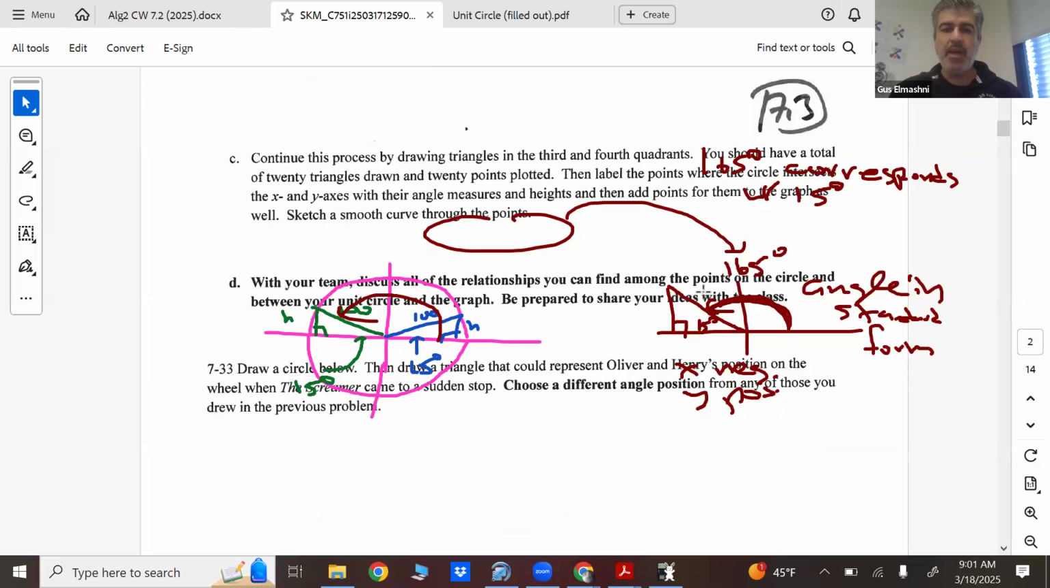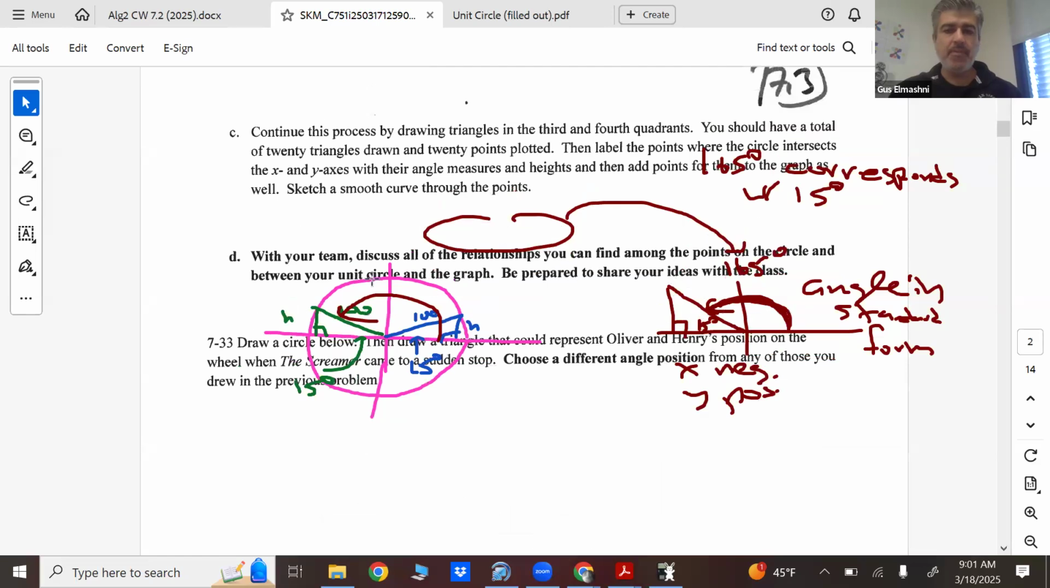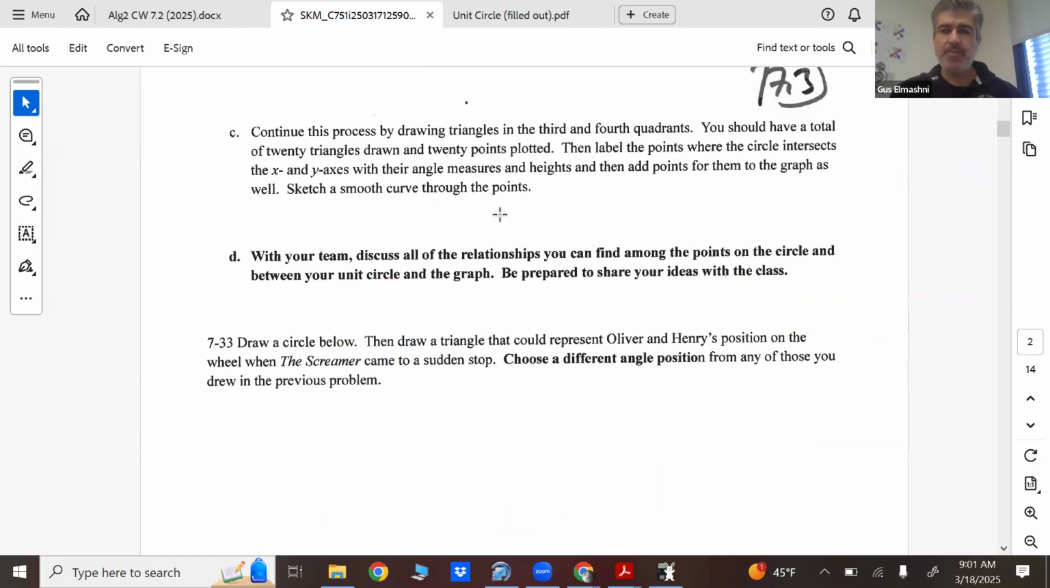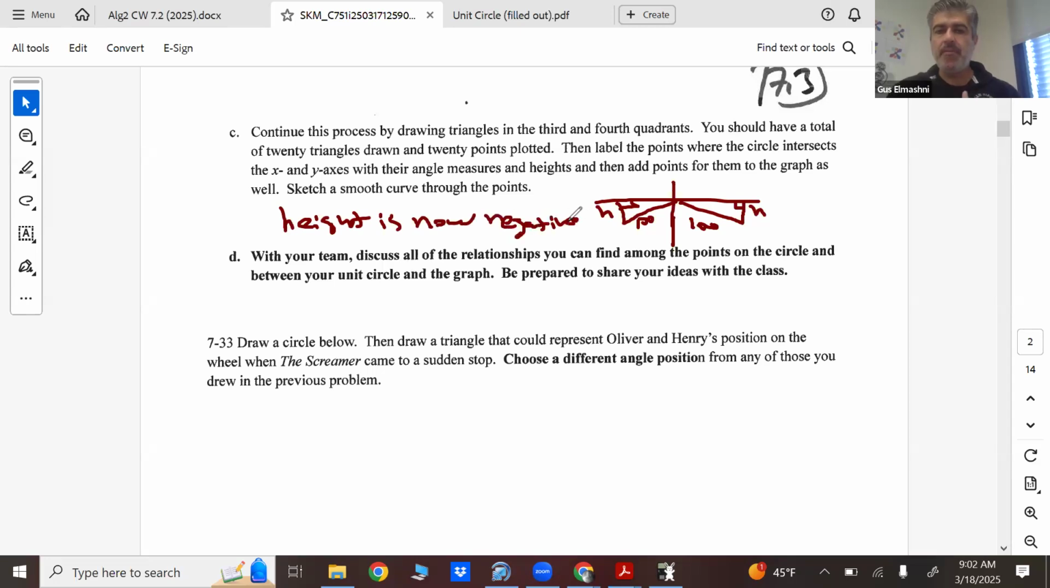Let's go to the next page. If I do it for the third and fourth quadrants, it'll look like this. I'll do a quick diagram here. Hypotenuse is still 100. Now, the height values, are those going to be positive or negative? Yeah, height is now negative. So that's all that's happening.